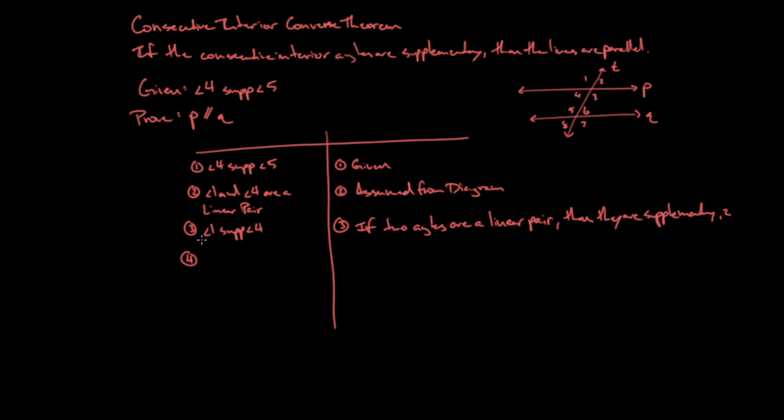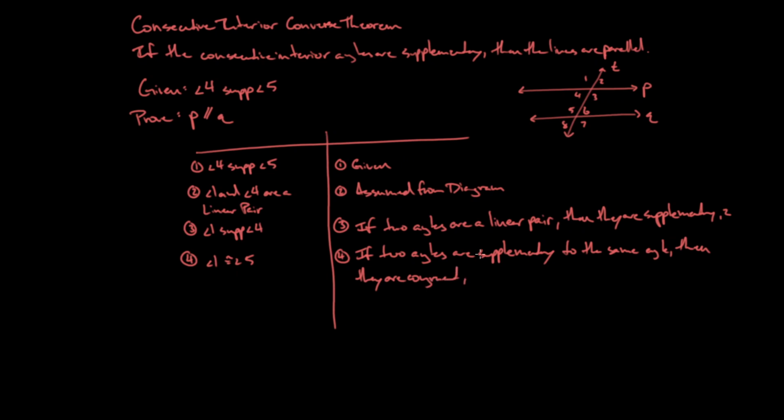This ends up being just as easy a theorem to prove as the other ones. It wasn't as much work as the consecutive interior angle theorem. We can say that angle 1 is congruent to angle 5, by the congruent supplements theorem: if two angles are supplementary to the same angle, then they are congruent. That was linking together statements 1 and 3.